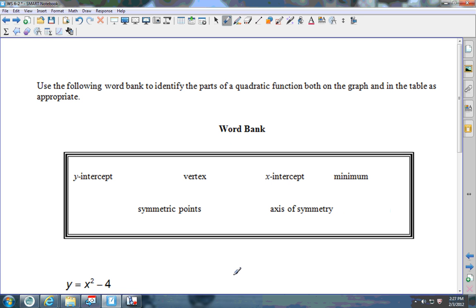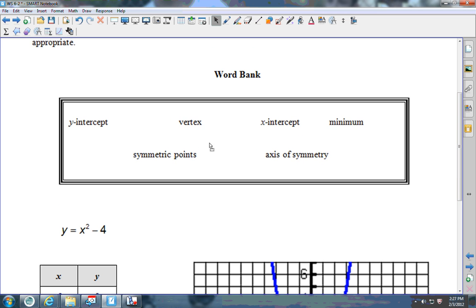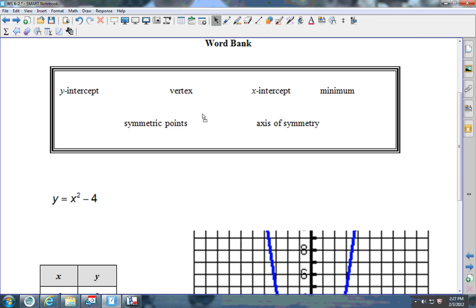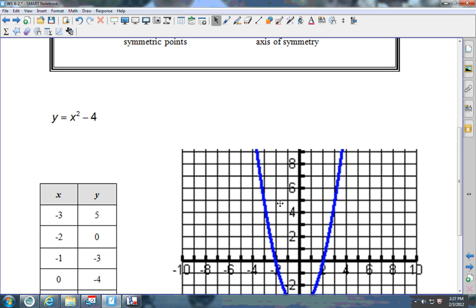The next says, use the following word bank to identify the parts of the quadratic function both on the graph and the table as appropriate. So let's bring this down here. I wonder if I can move some of this. Yeah, I can move it down just a little bit.